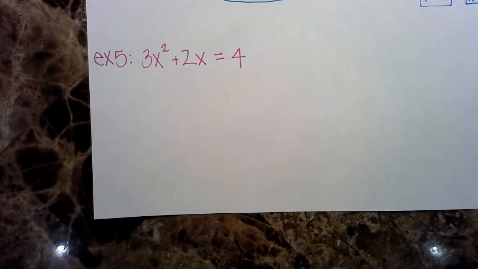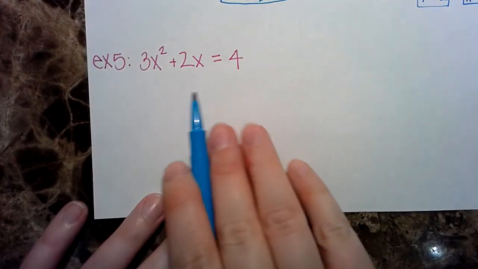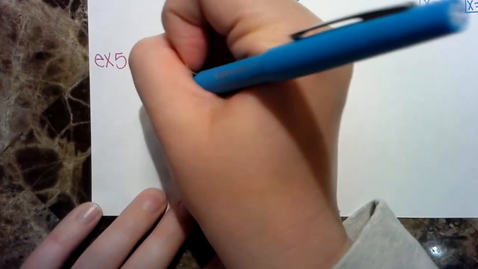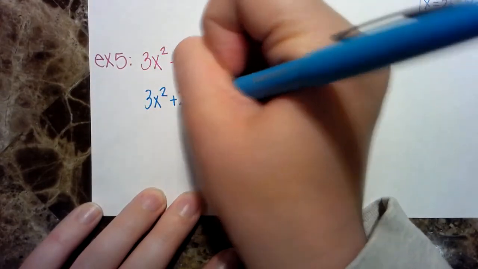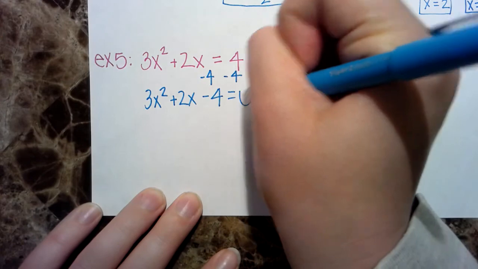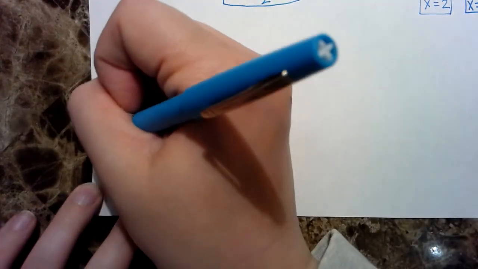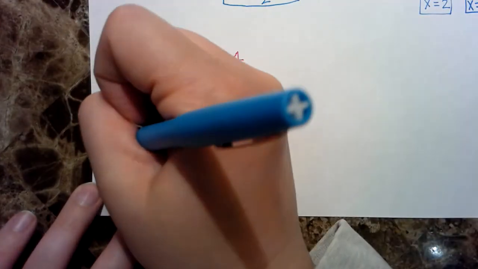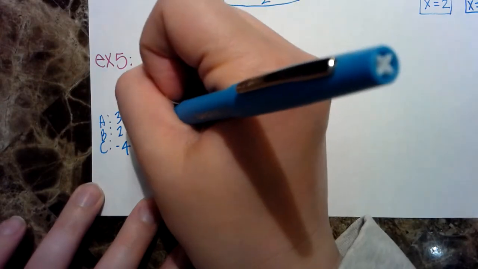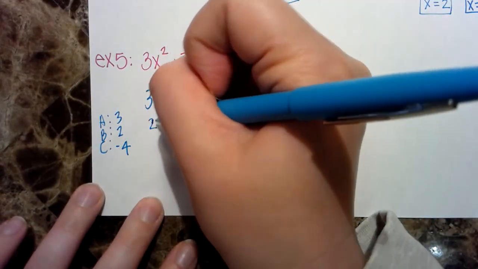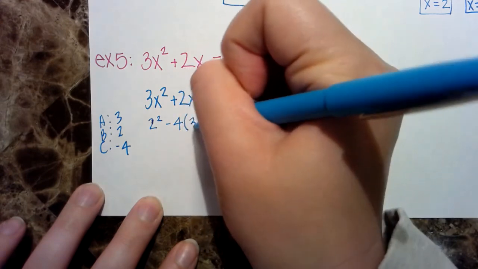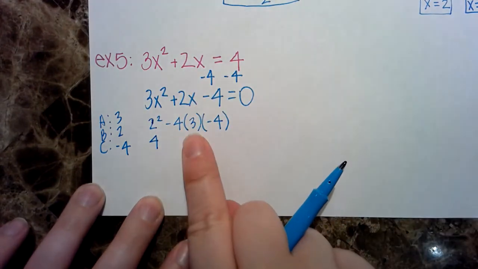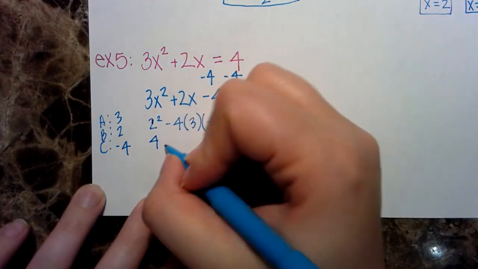Now my last answer here is going to be, notice that it's not in standard form, so I have to move it first. So I have 3x squared plus 2x minus 4 equals 0. I'm then going to find out what a, b, and c are. So a is 3, b is 2, c is negative 4. I'm going to find the discriminant. So I have b squared, which is 2 squared minus 4 times 3 times negative 4. I have 4. Negative 4 times 3 times negative 4. That's going to give me a positive 48.